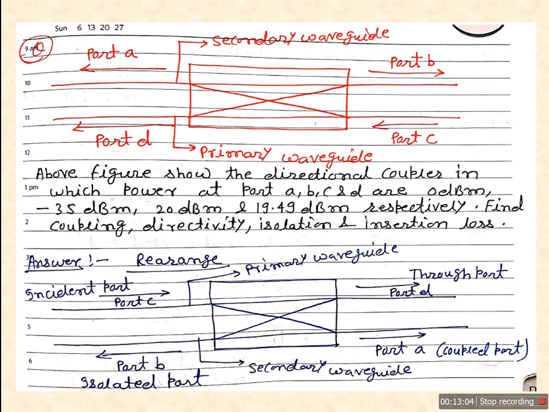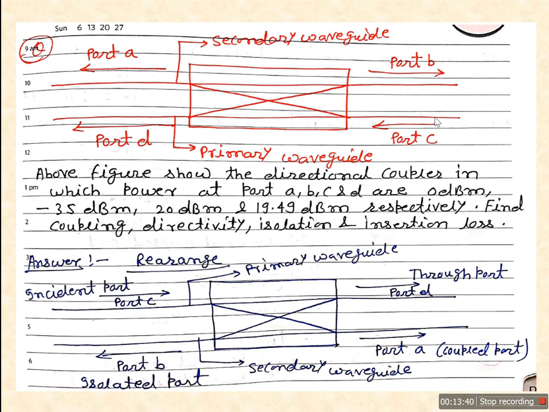As I told earlier, first you need to identify these 4 ports: incident port, through port, coupled port and isolated port. And how you identify it, as I told earlier, I repeat it again. First check the direction, on which side the directions are opposite to each other. This is the one side, this is the other side. Here the direction is the same, so leave it right now. Here the direction is changed, so stop here.